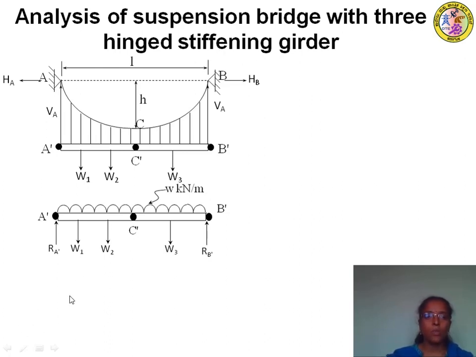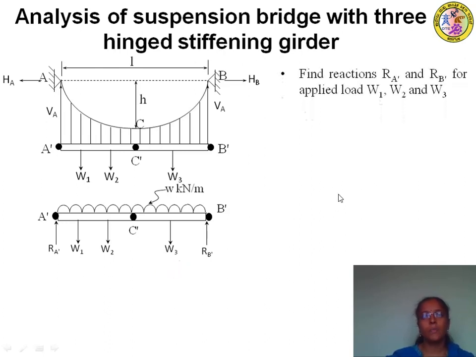How to analyze this stiffened girder? The first step is to find the reactions, that is RA dash and RB dash, for these applied loads, either point loads or UDL. So for the applied loads we have to calculate the reactive components for the girder, RA dash and RB dash. Next we have to calculate the intensity of this UDL. We will not be knowing the intensity of UDL, so after finding the reactive components we have to find the intensity of UDL, which is W per meter run.